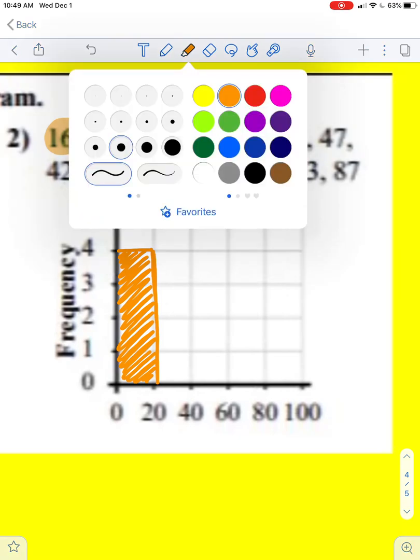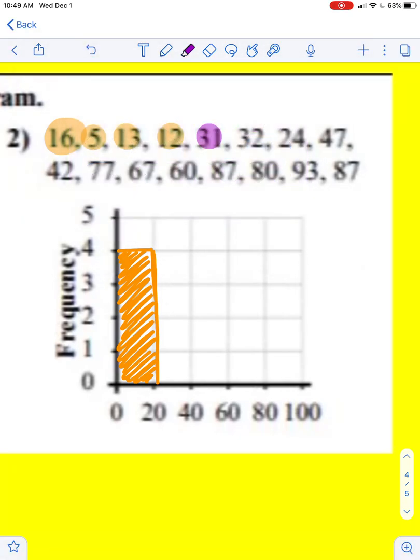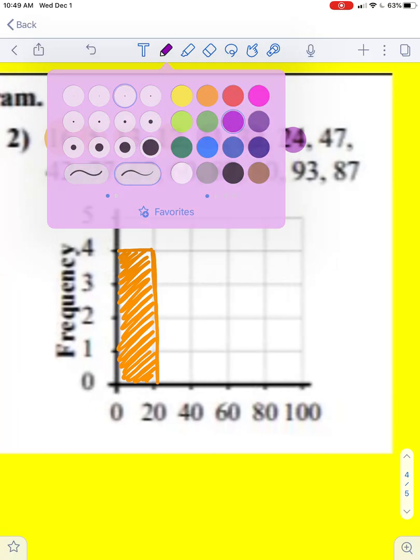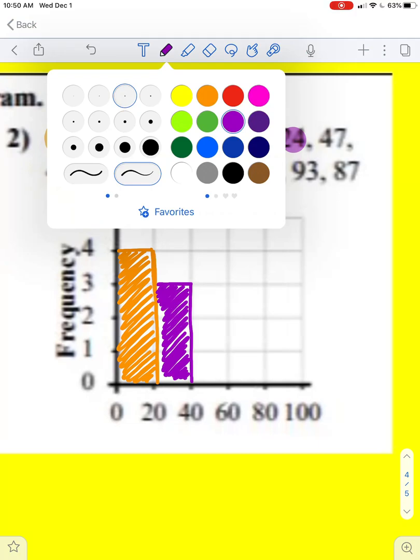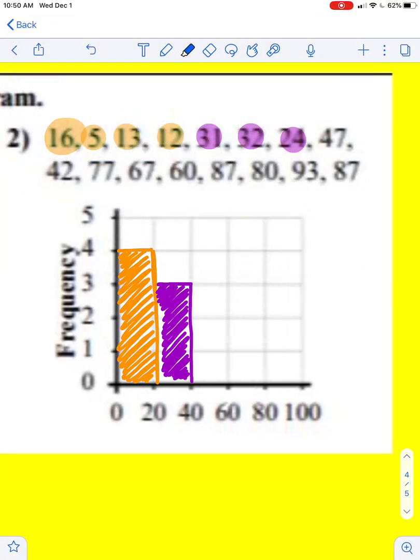Then I'm going from 20 to 40. So I've got 31, 32, and 24 that fit that range. So I'm going to draw a line up to 3 because I've got 3 numbers that fit there. Then I'm going from 40 to 60, and I have 47 and 42 that will fit there. So I'm going to draw a line up to 2 because I've got 2 numbers that fit.